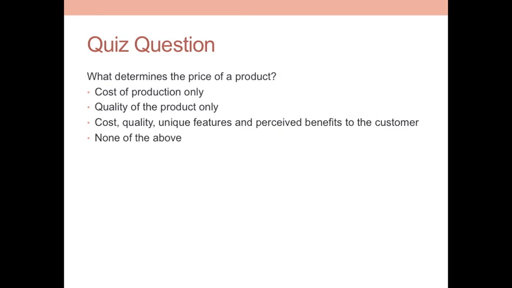So the final quiz question is, what determines the price of a product? Is it cost of production only, or is it quality of product only, or is it cost, quality, unique features, and perceived benefits to the customer, or is it none of the above?